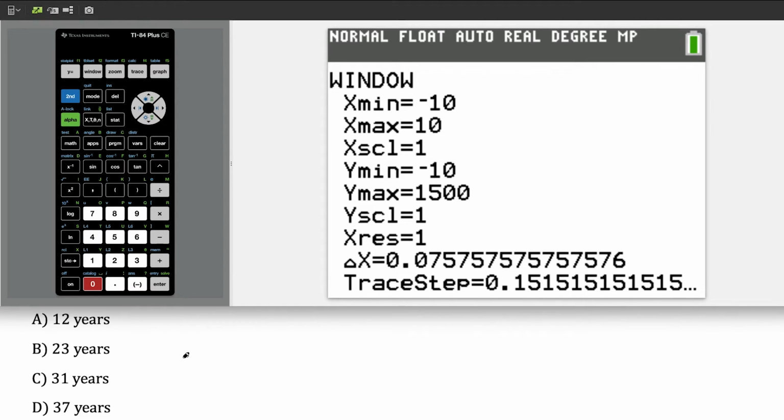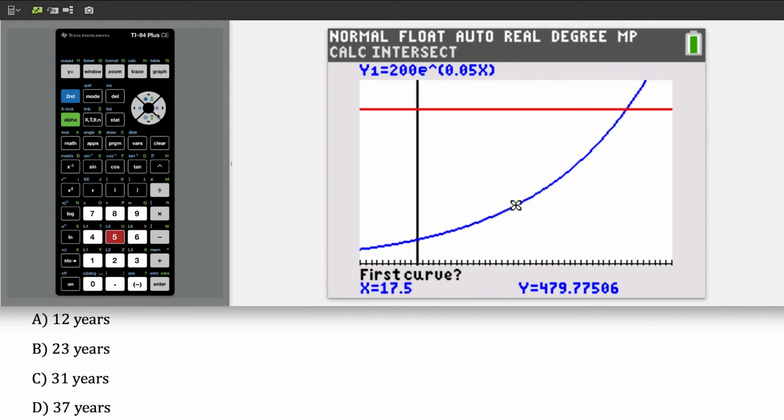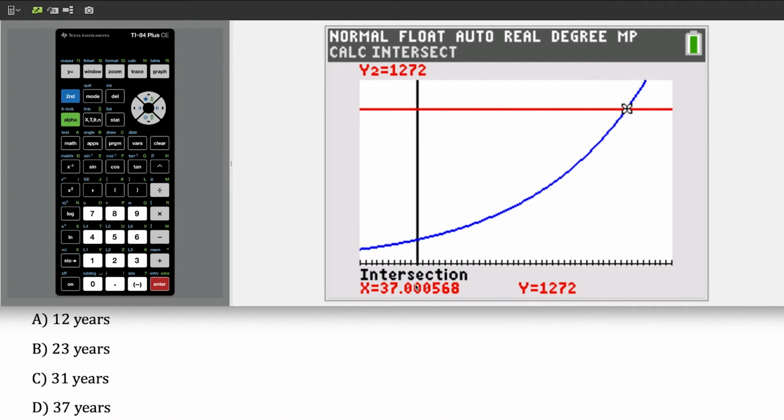And then I look at the answer choices, and the biggest answer choice is 37. So I'll bring the x maximum out to 45, so that way it covers all of the answers. And now we can see we have a nice point of intersection here. I'm going to press second trace 5. I'm going to go up to that point of intersection and press enter 3 times. So we have 1, 2, 3. And this tells us our point of intersection is at 37.0005. So choice D is looking like our answer.